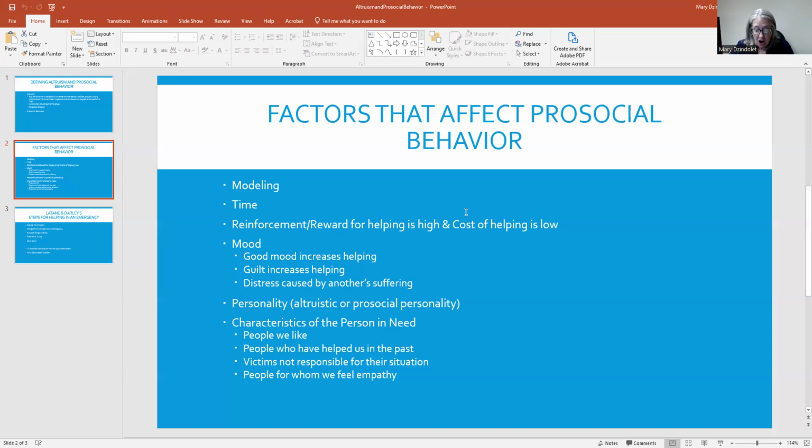Okay. Also, there's a personality characteristic that we call the pro-social personality. And people who score high in pro-social personality are more likely to help. And they're always like this through their life.